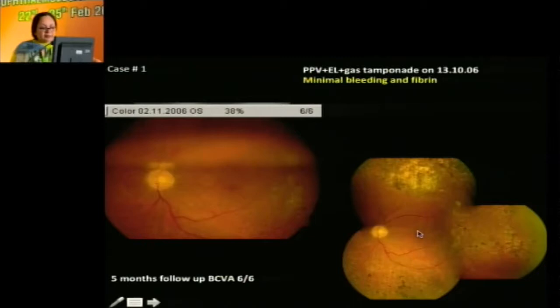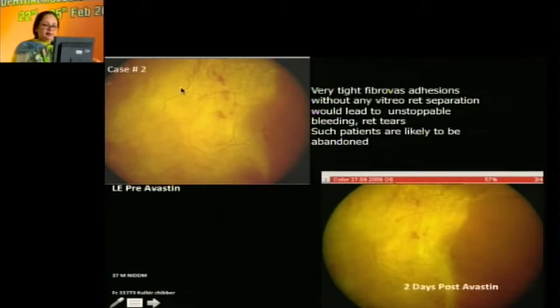This is another example with very tight fibrovascular adhesions without any vitreoretinal separation. Now, this is again going to lead to unstoppable bleeding and tears, and many of these eyes before anti-VEGF, we used to abandon surgeries because there used to be so much intraoperative hemorrhage that we could not control.